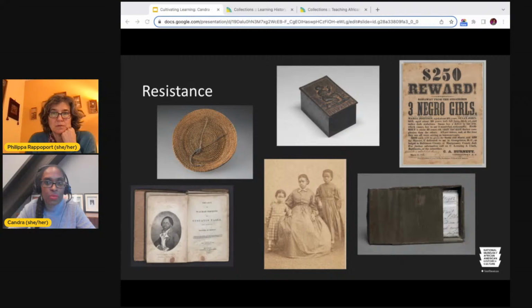Enslaved people resisted these restrictions in everyday ways, such as breaking tools, leaving the farm or plantation for a day or two, maybe hiding out, or working really slowly. These acts of resistance were not designed to break the bonds of enslavement at that moment, but they were done to make life a little easier for them to be able to survive and to endure.